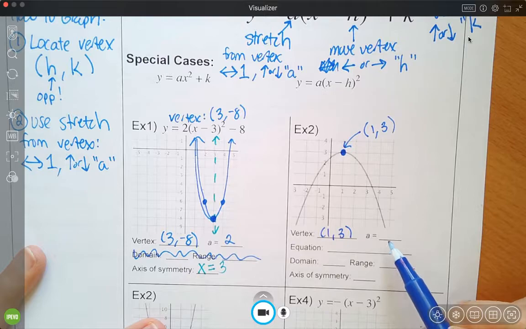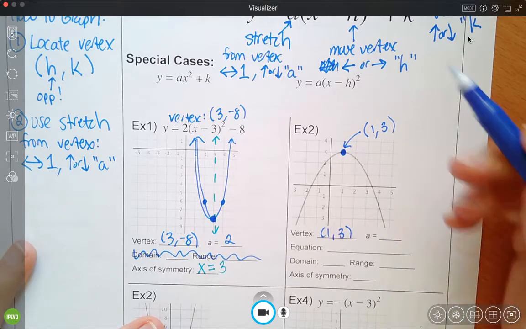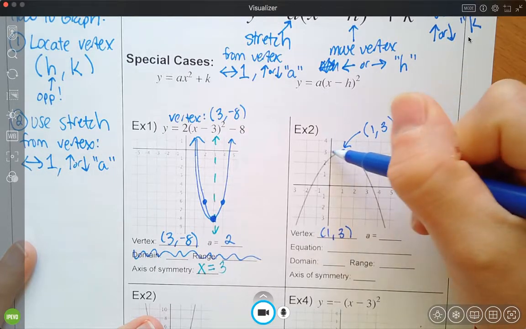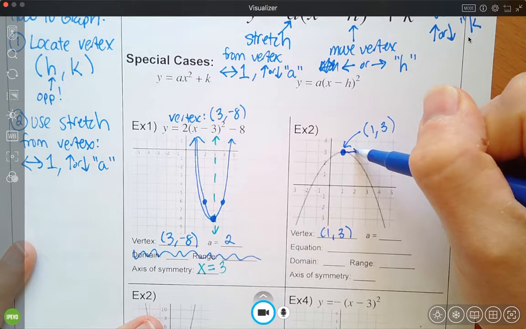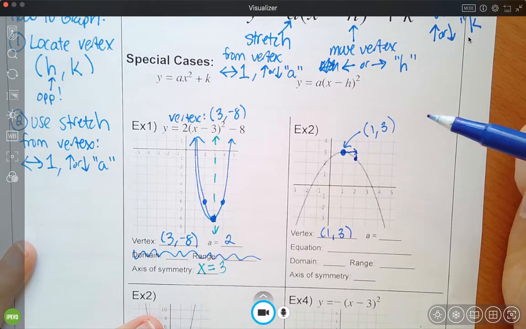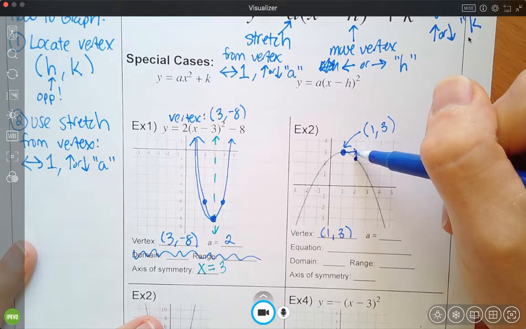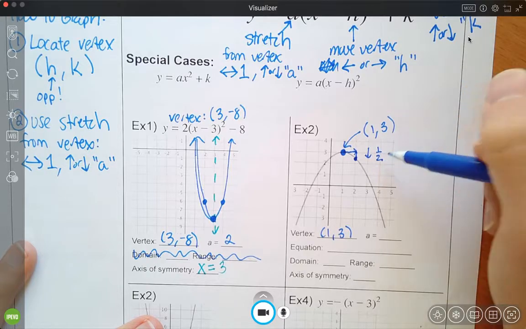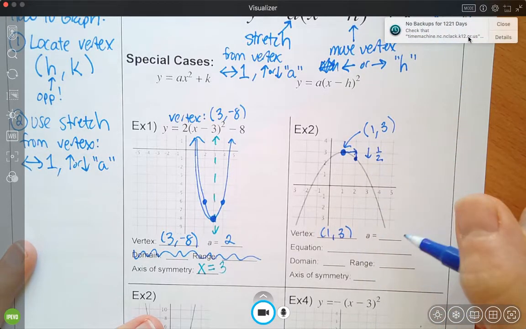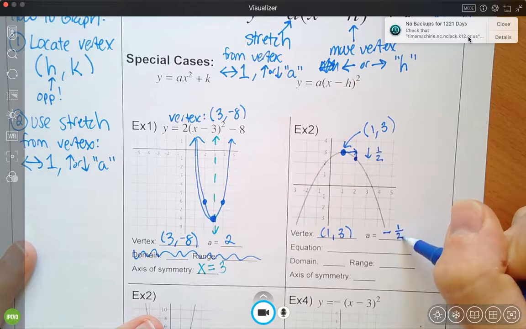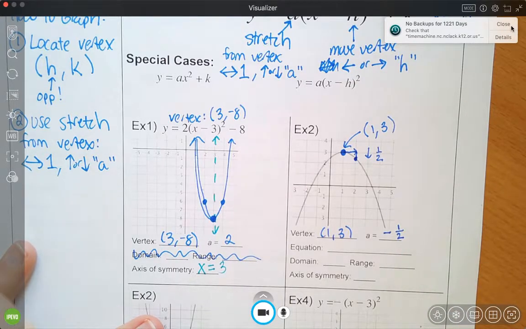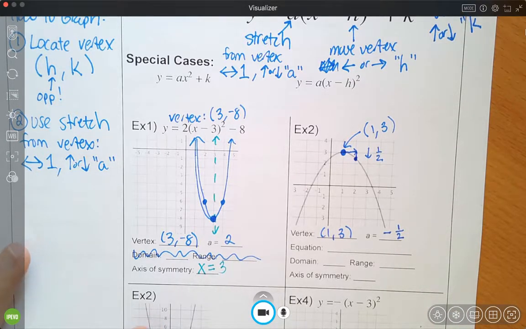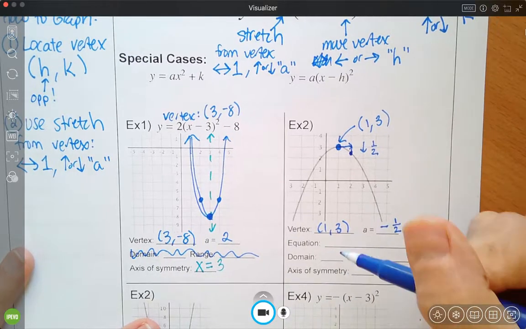Now we have to somehow identify the stretch, and this is a little tricky on this problem, but we can do it. We're going to go over 1 in either direction. It does not matter. Okay, we're going to go over 1, and then we're going to go down until we hit our parabola. And the reason this is tricky is because we went down not even a whole unit, right? We went down half a unit. And because we went down, a is negative, and so a in this case is going to be negative 1/2.